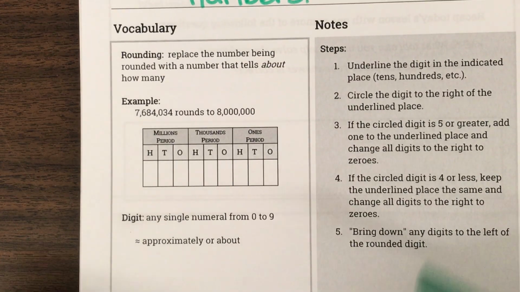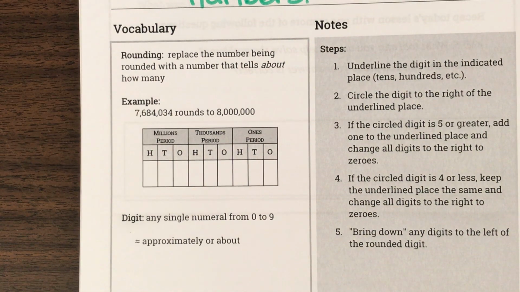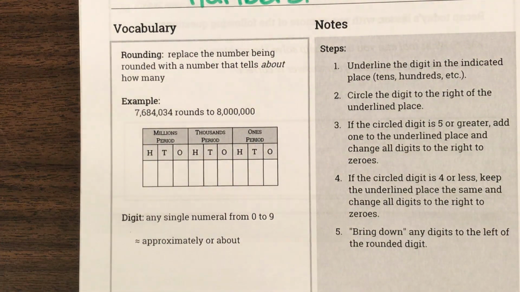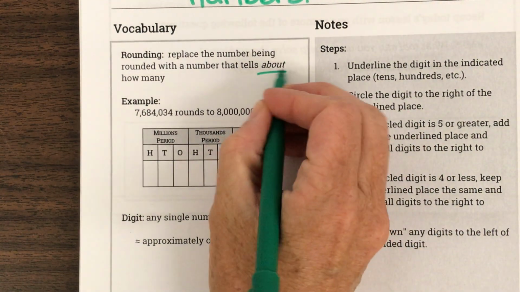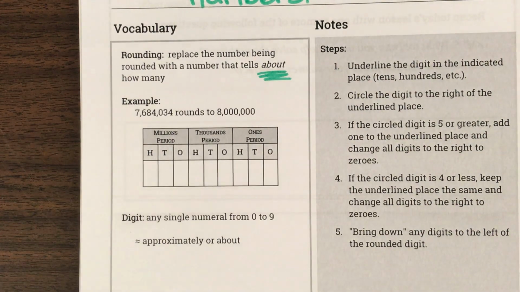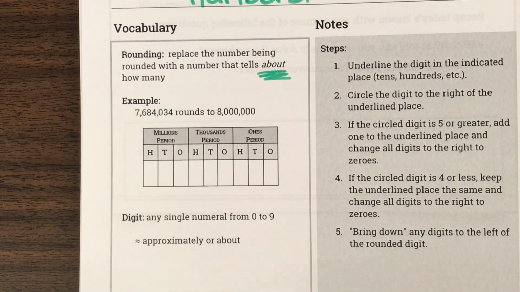Let's look at our vocabulary. And our first word is rounding. What does that mean? It says to replace the number being rounded with a number that tells about how many. So the key word here is about. When you round a number, you have a number that's about the same. It's not exactly the same. And then they give us an example.